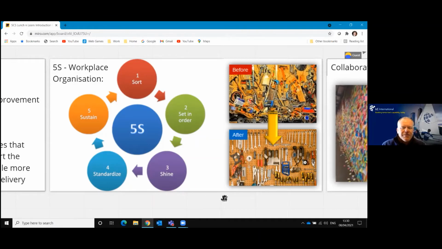The third S is about shine. And shine isn't just cleaning. Shining is about making sure that that order is working for you, that you've still got the tools, equipment and information to hand in the right place when you need it. This is your opportunity to start creating a checklist to say, if this is what we've agreed to do, are we working to that agreed way of working? And if we are, great. Let's standardise that in step 4.